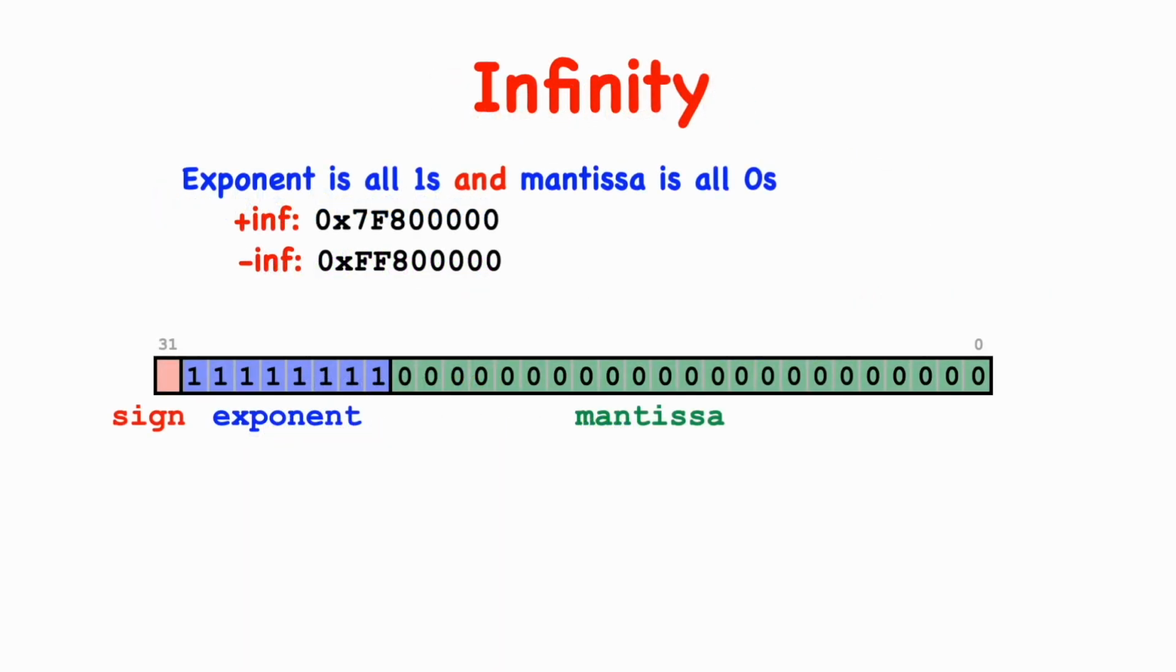Here is how the infinities are represented with single precision floating point. If the exponent is all ones and the mantissa is all zeros, then it is interpreted as infinity. And we have a sign bit, so we can have positive infinity or negative infinity. And here are the representations in hex. And for double precision, it's the same idea.